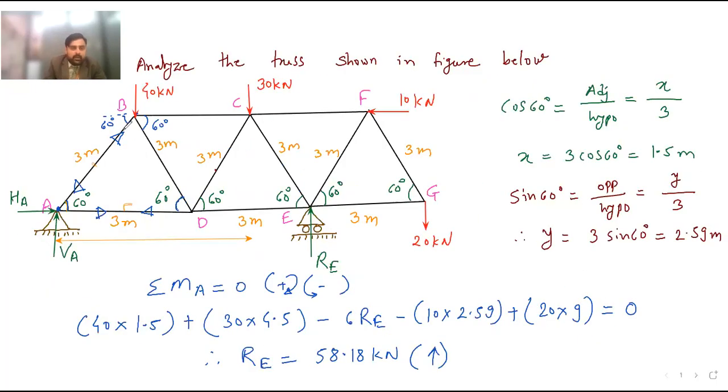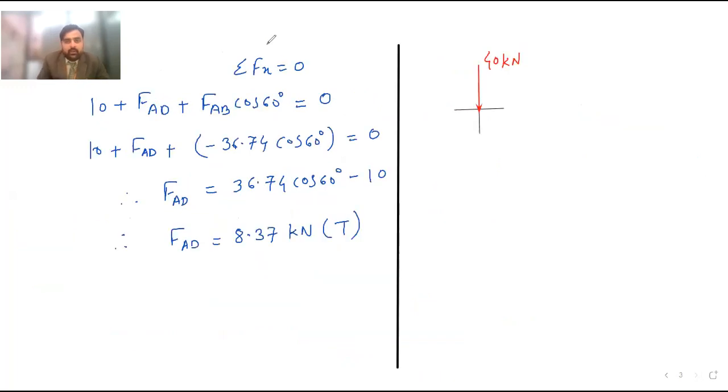Then here you can see AB is compressive. Here you can see the arrow. Arrow is towards the joint. So AB is compressive. This angle is 60 degree. So here I will draw the same. So AB is compressive. So I will show it in this way. AB, and this angle is also known to us. It is 60 degree. And the value of AB is 36.74 kilonewton. This is AB.